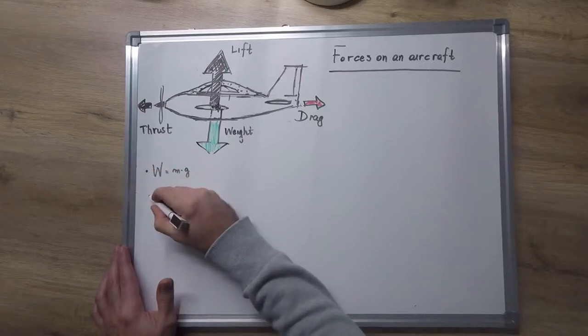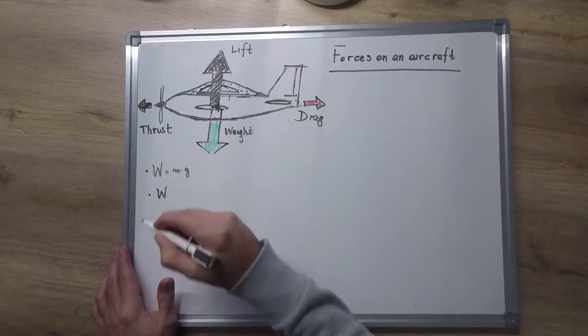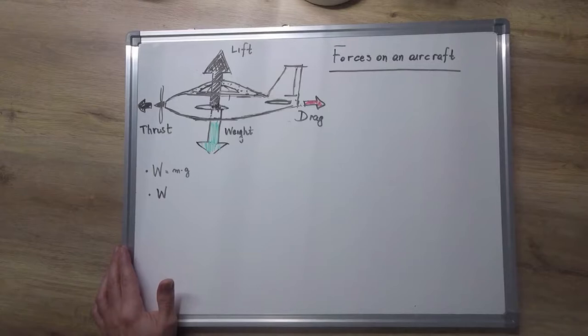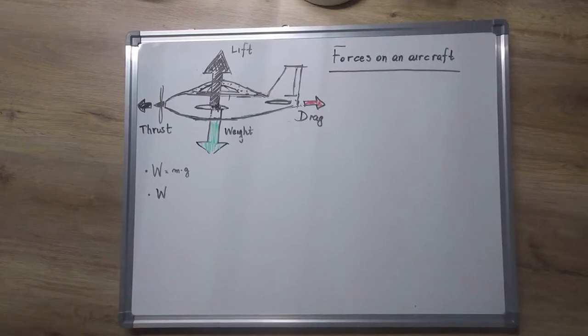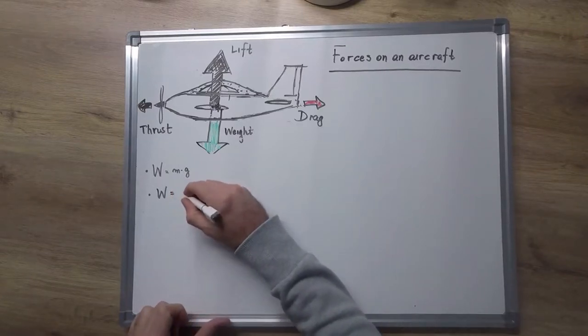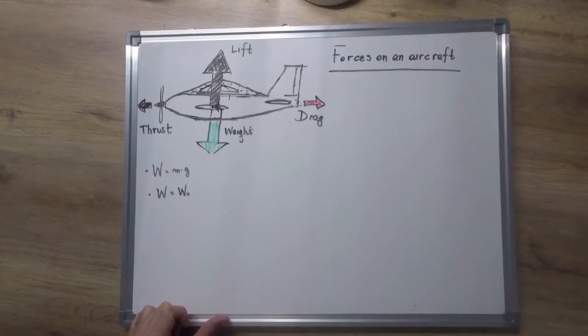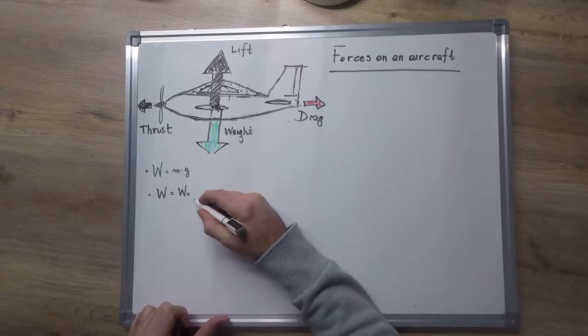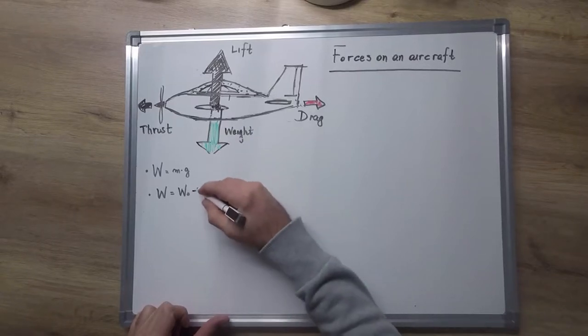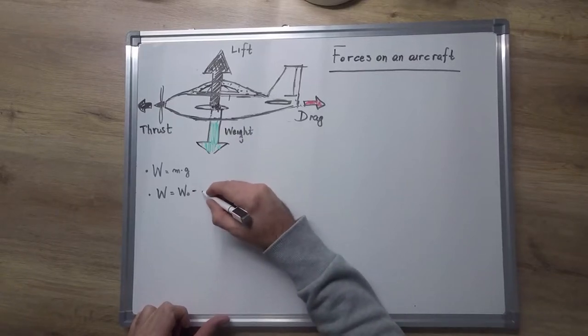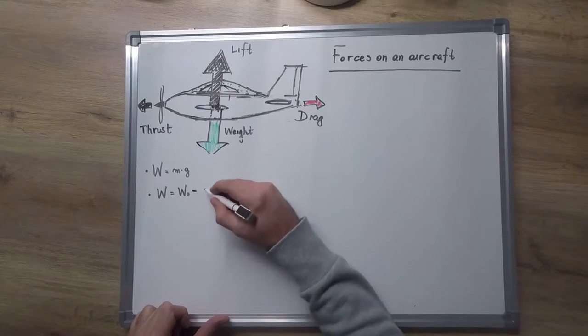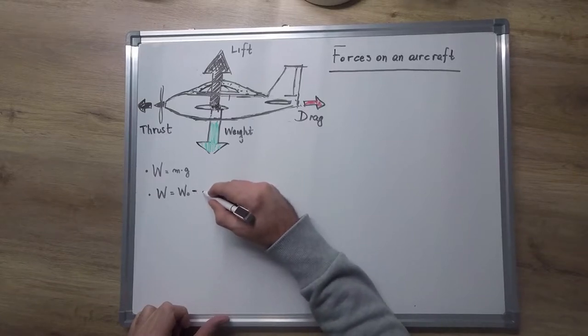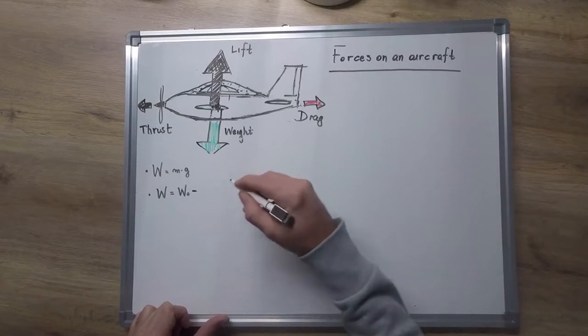But the weight of the airplane during the flight is decreasing. Why is it decreasing? Because the airplane burns fuel in order to move. So, it starts with an initial weight at the zero time moment, and is decreasing because the fuel is burned. So, it loses a mass of fuel every second, in the unit of time.